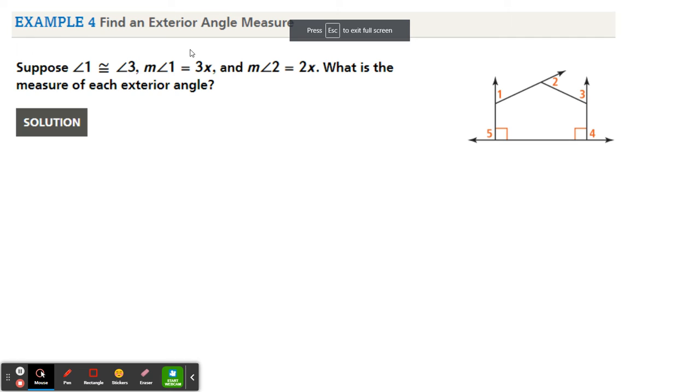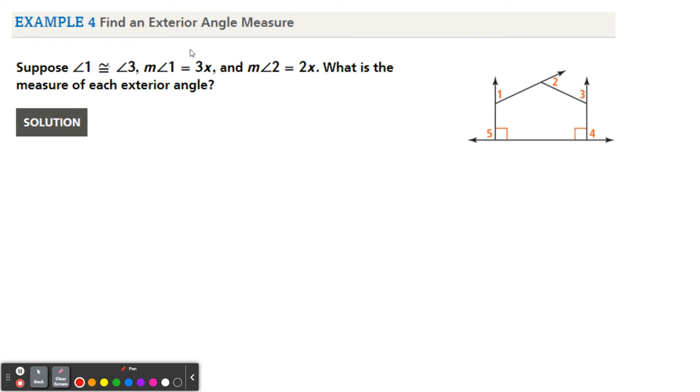All right, so example 4, it says find the measure of an exterior angle. So here we go. Angle 1 and angle 3 are congruent. Angle 1 is 3x. Angle 2 is 2x. What is the measure of each exterior angle? Okay, so our exterior angles are 1, 2, 3, 4, and 5, right? So a couple things.